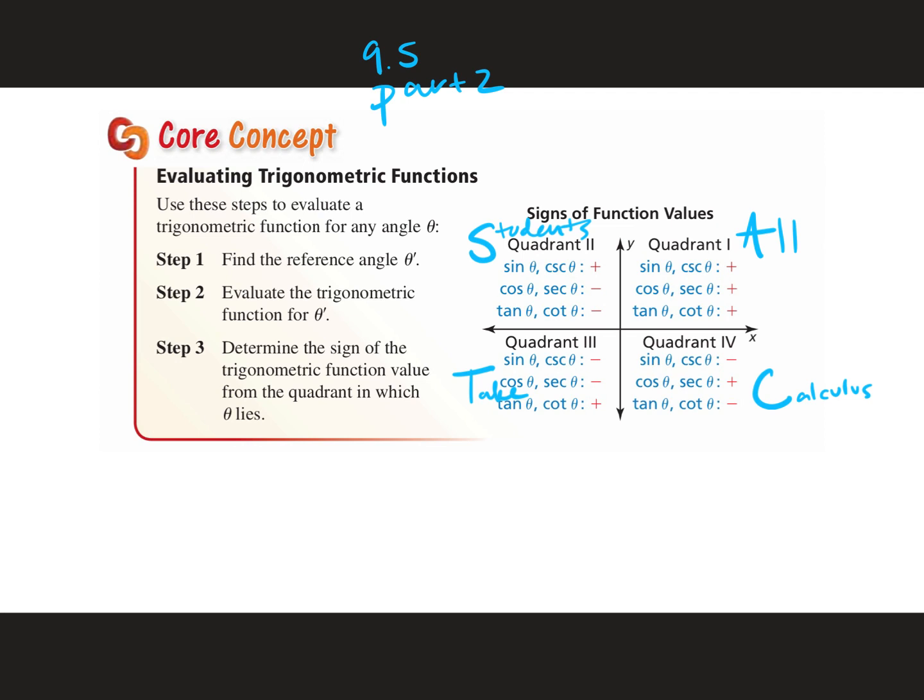So we're going to be solving given any angle theta. So step 1 is we want to find the reference angle. Then we're going to evaluate the trig function at the reference angle. And then the last step is we have to determine the sign. So the very last thing is we just have to double check to make sure, is this going to be a positive or negative number?